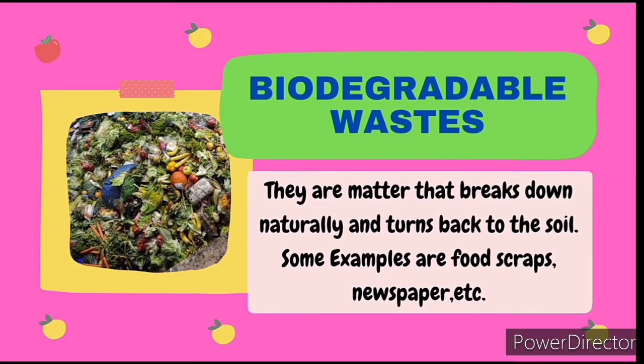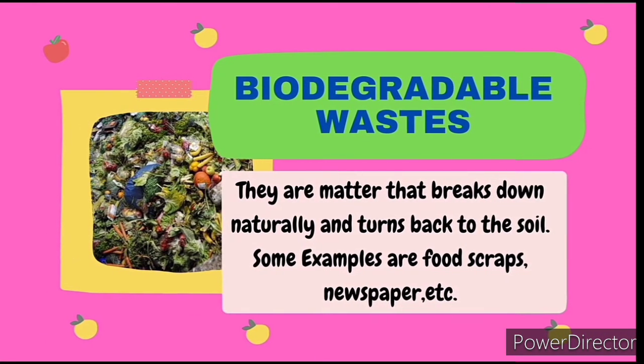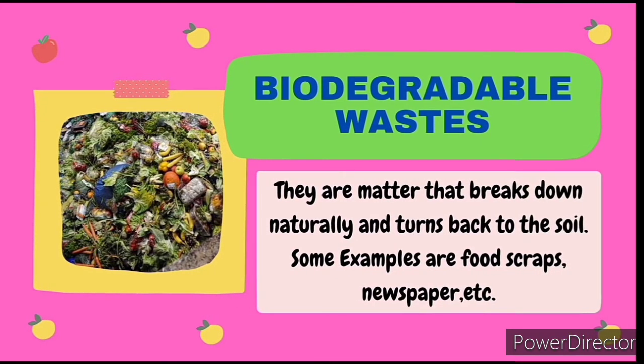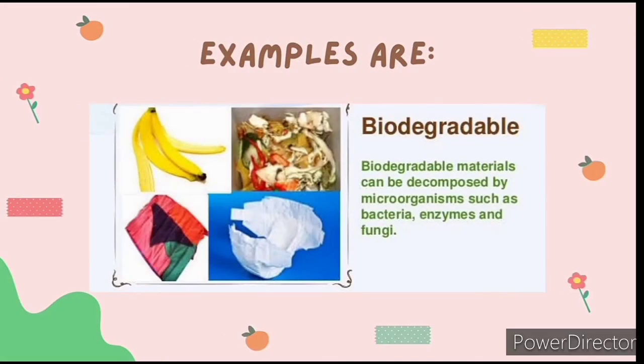So we say a waste is biodegradable. What it means is that the waste can be broken down naturally by microorganisms and it can turn back to soil. For example, your food waste, your paper, your towel, vegetables, fruits, and so on. Microorganisms can act on them. When these microorganisms act on them, they become broken down and they turn back to what? To soil. So you can see them all around us.